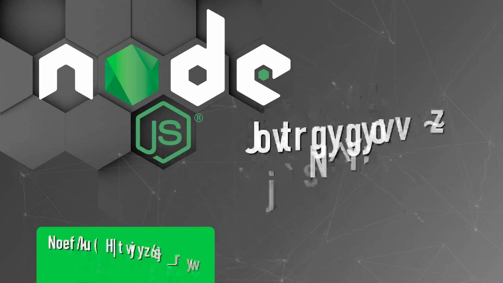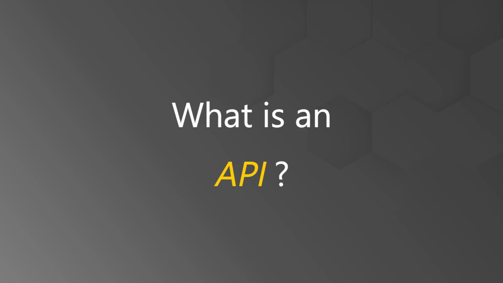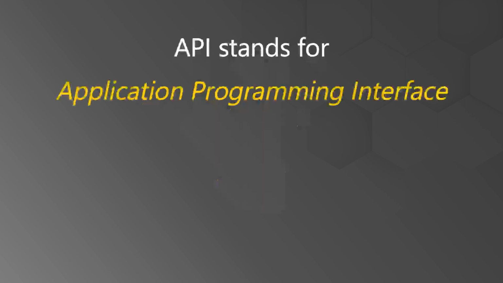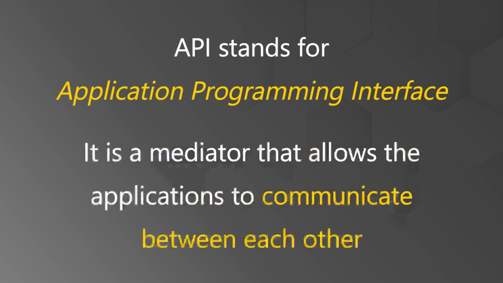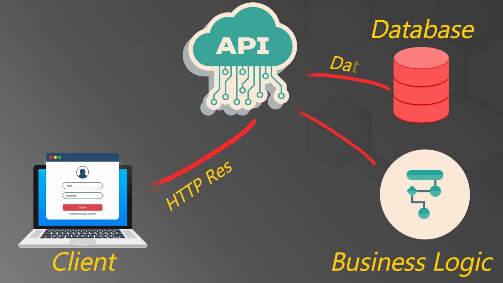Alright, so before we move forward with creating APIs, let me take a moment to brief on what an API is. API stands for Application Programming Interface. It is a mediator that allows applications to communicate with each other. An API takes a request from a client, works on business logic, or maybe communicates with the database, and then processes the data and returns it back to the client in the form of a response.